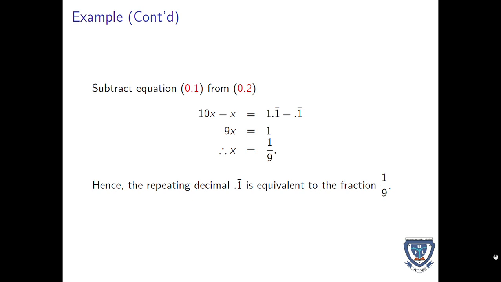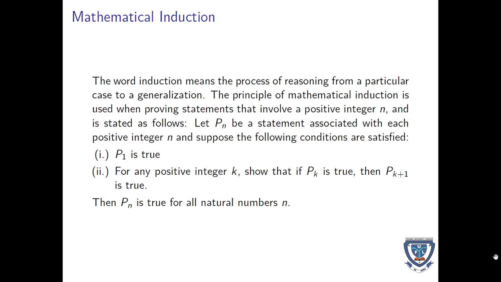Hence, the repeating decimal 0.1111 is equivalent to the fraction 1 over 9. This is a major property of rational numbers. Rational numbers actually have recurring decimals, what are called repeating decimals, but irrationals don't have that, even though sometimes they look like fractions, but they are not fractions. This is one of the factors that is used to distinguish between rationals and irrationals.